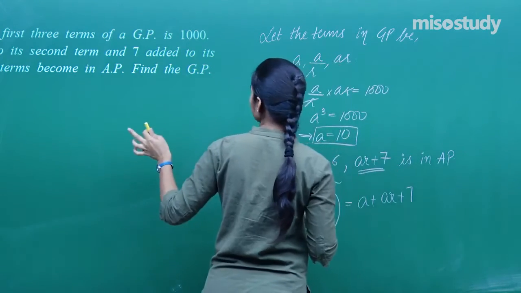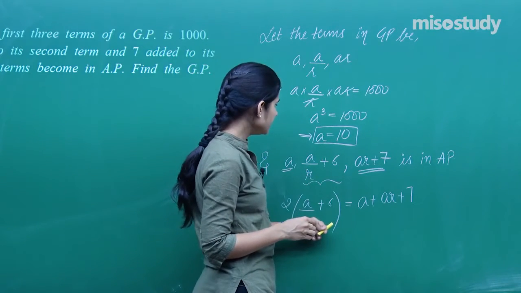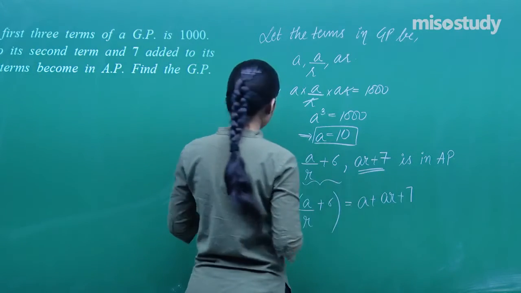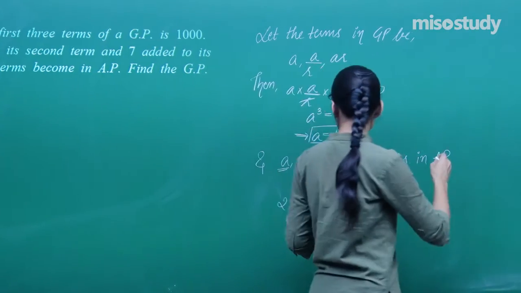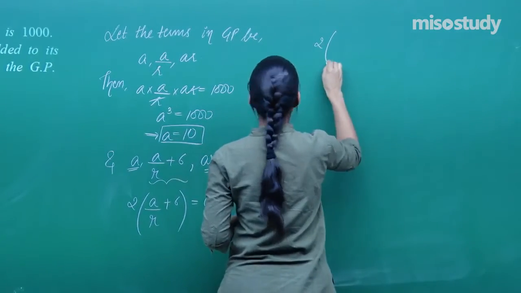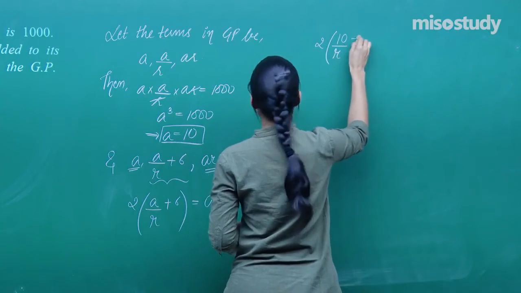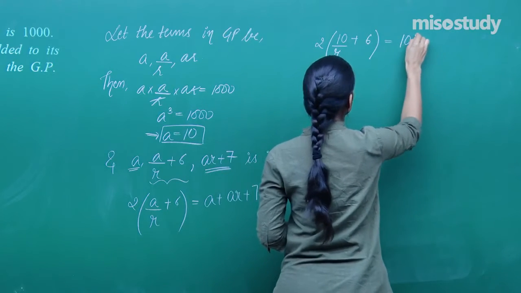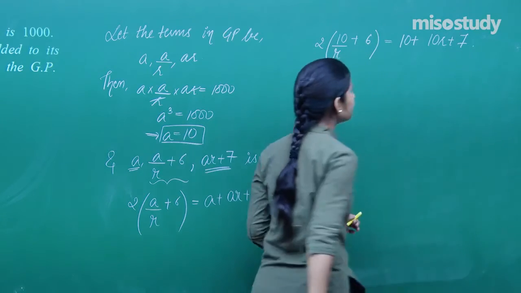That when 6 is added to the second term, which is A, and 7 is added to its third term, then the sequence becomes an AP. So twice the middle term is the sum of the first and the third term. So here you have twice of 10 plus 6 equals 10 by R plus 10R plus 7.